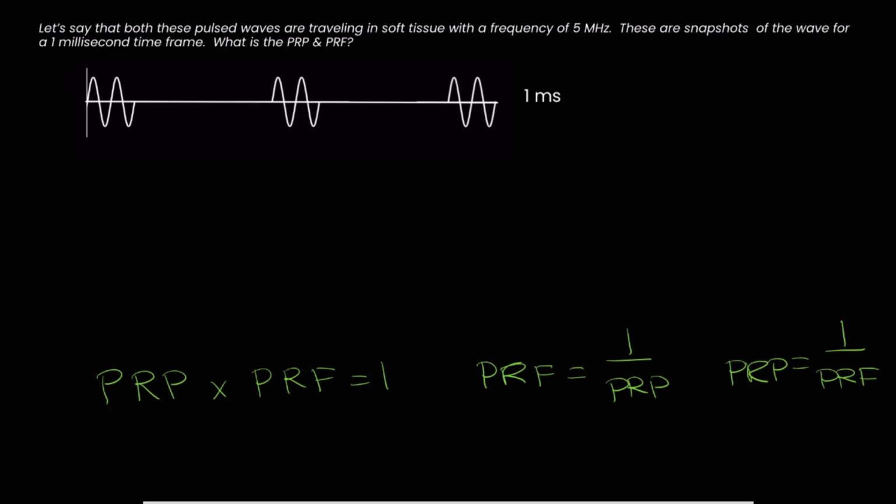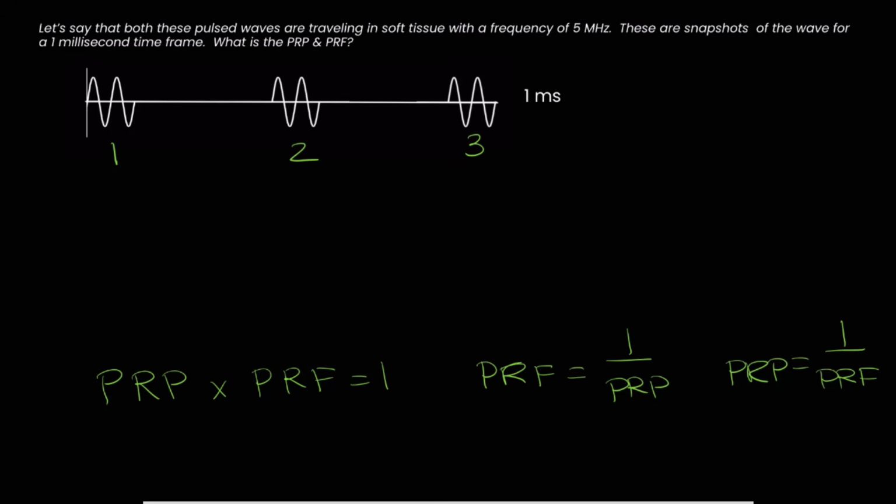The first example shows us a picture of a pulsed wave traveling in soft tissue. It is a 5 megahertz wave, and if we look at the graphical representation, we can see that there are 2 cycles per pulse. The question then is, what is the pulse repetition period and the pulse repetition frequency? When presented with a picture like this one, to figure out the pulse repetition frequency, it is simple enough as just counting the number of pulses that occur in 1 millisecond. So we have 1, 2, and 3 pulses within a millisecond.